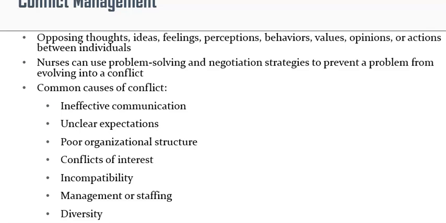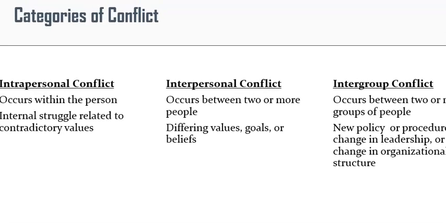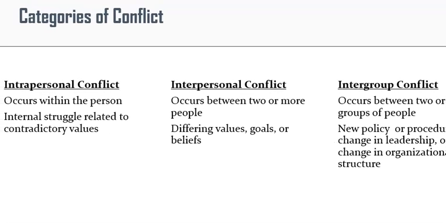Now, we'll move into some categories of conflict. You have intrapersonal, interpersonal, and intergroup conflicts. So, intrapersonal occurs within the person and can involve internal struggle related to contradictory values or wants. An example of that would be a nurse who wants to move up on the career ladder, but is finding that time with their family is compromised.